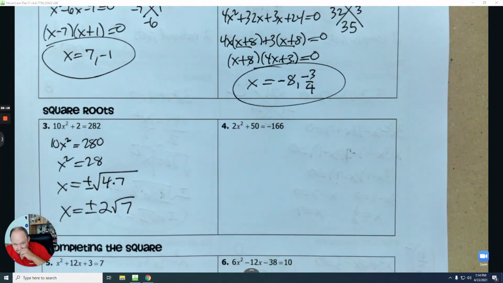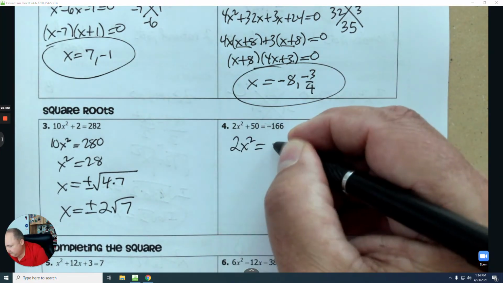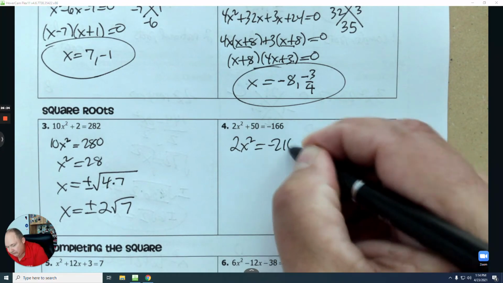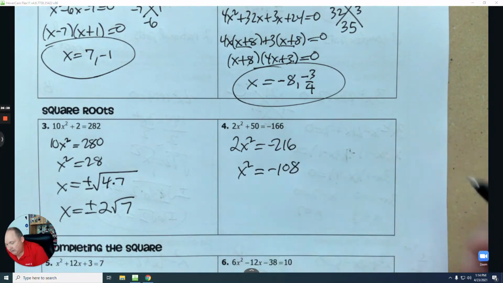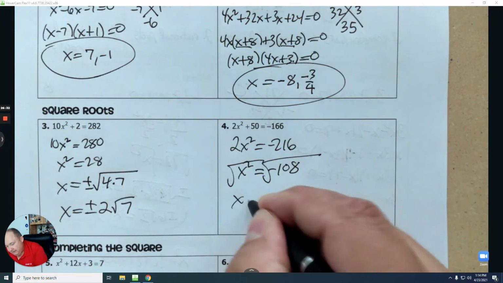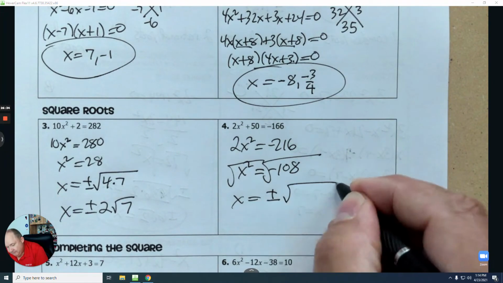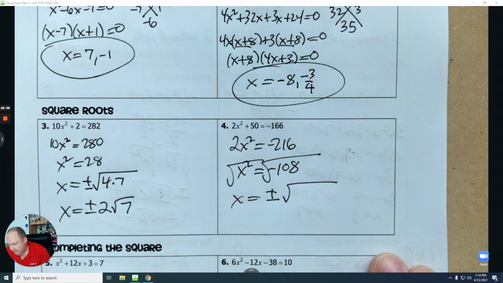Number 4, again, no linear term. So I'm going to subtract 50. That's negative 216. I'm going to divide by 2. That's negative 108. So when I take the square root here, the answer is positive or negative, and it's going to be imaginary because the square root of a negative number is imaginary.